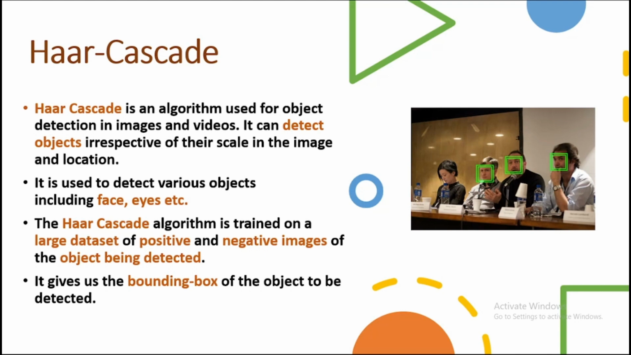So what Haar Cascade basically does is give us the bounding box where the object is detected, for example the face. This is how it will be seen. So let us begin now again.